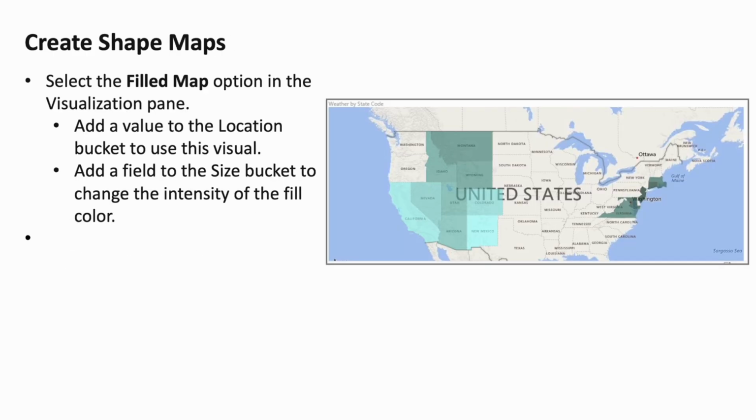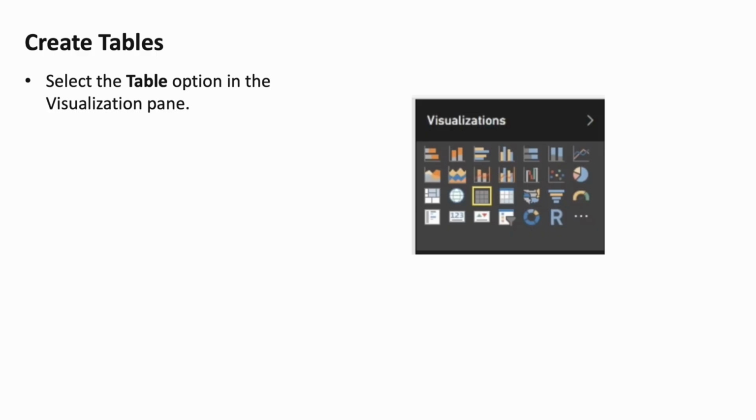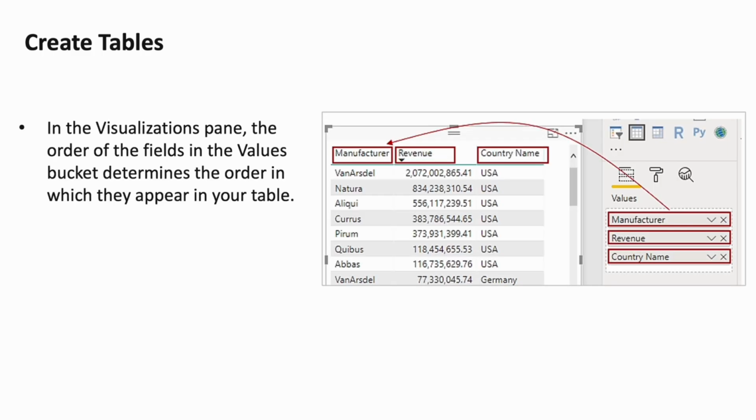Select Field Map, assign location and size fields. Shape maps highlight area level data differences. Use Table Visual to display detailed data. Field order in the Values bucket controls column display order. Adjust field order to present data logically for analysis.